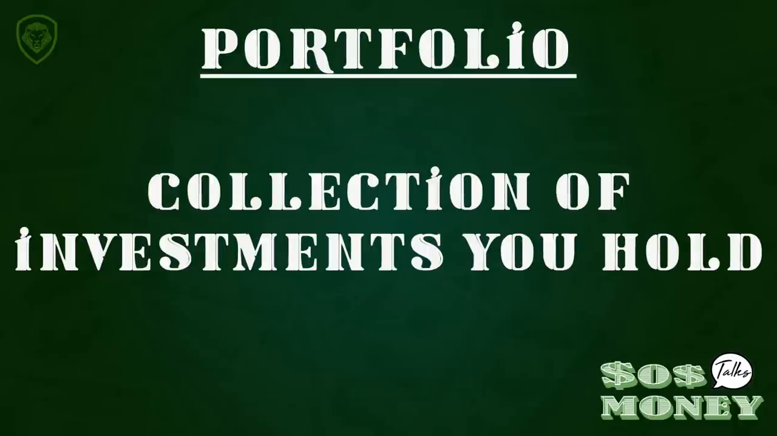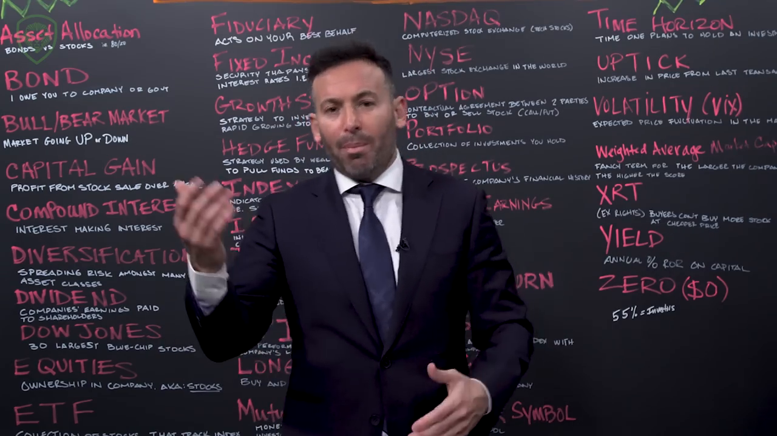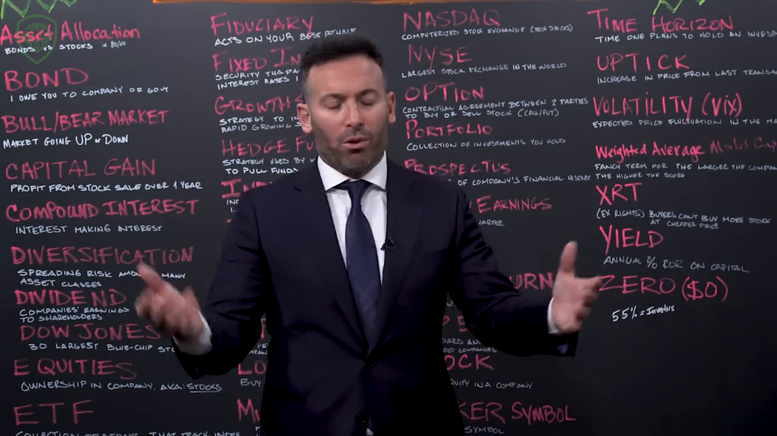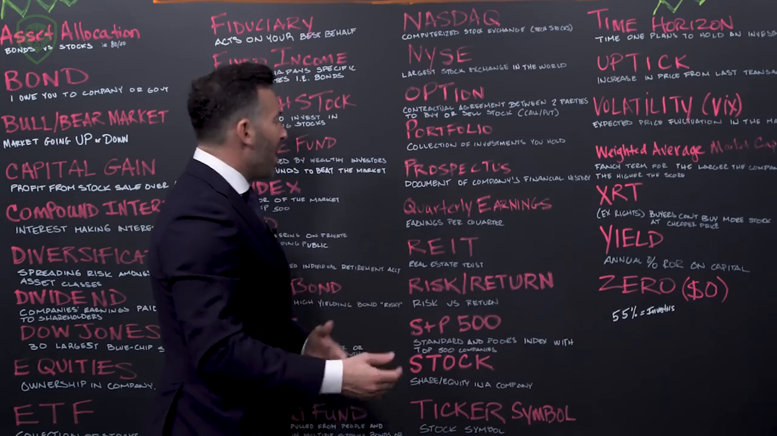Then you got portfolio. This is basically like when someone says, how's your portfolio looking? This is just like what you got. This is your collection of stocks. This is your collection of assets. What's your portfolio looking like? Is it up? Is it down? It's just what you own. That's your portfolio.